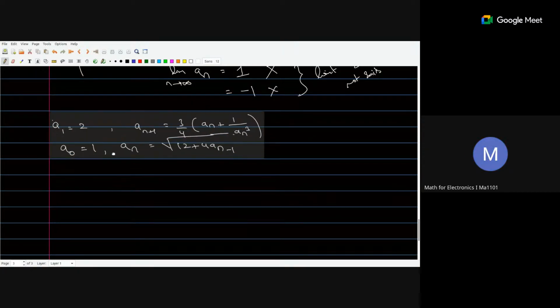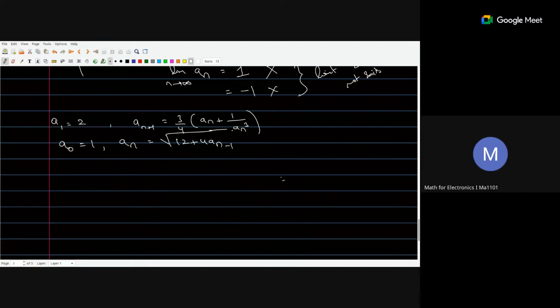Till now, you might have seen the sequences which are properly defined, where the nth term is given to you. So I have given the nth term to you till now, right?